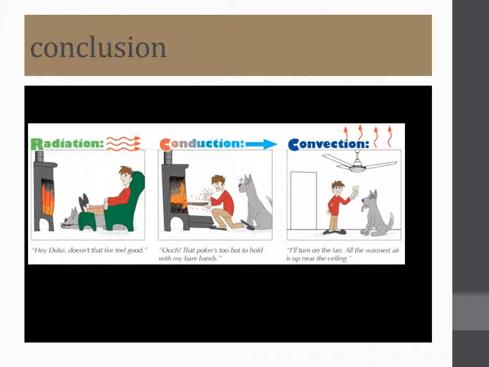Now coming to the conclusion. In radiation, the heat energy is transferred from one body to another in the same manner as light, as you can see in the diagram. In conduction, the solid materials allow the energy to pass from one particle to another without actual displacement of particles, because they cannot float freely and are bound together. In convection, the heat energy is transferred from one place to another where actual displacement of particles takes place, as you can see in the diagram.